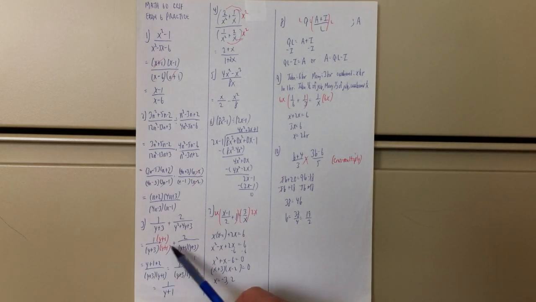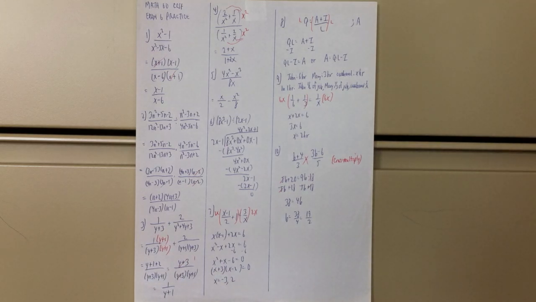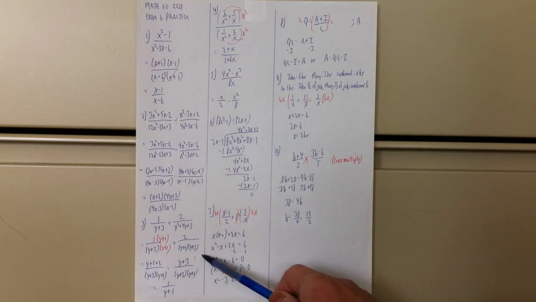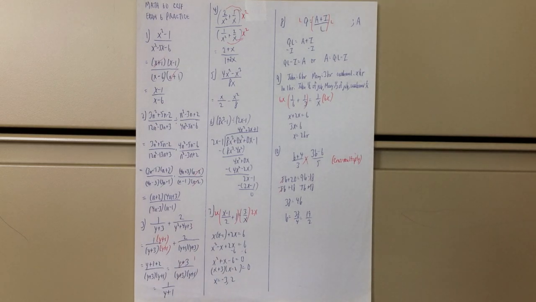So now we have a common denominator. We're allowed to add the numerators. 1 times y plus 1 is just y plus 1. And then I add that 2 there. And y plus 1 plus 2 becomes y plus 3. And then notice that this y plus 3 can now cancel this y plus 3, leaving us a 1 in the numerator. So the answer is 1 over y plus 1.